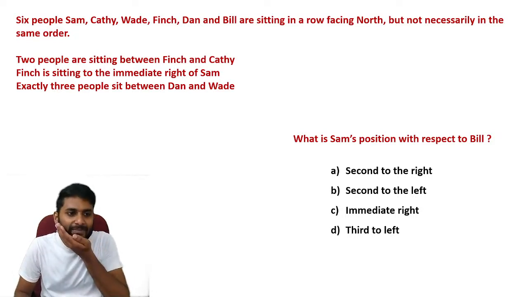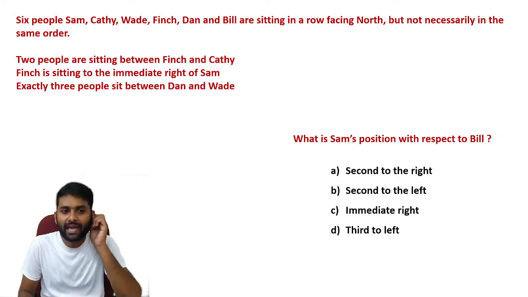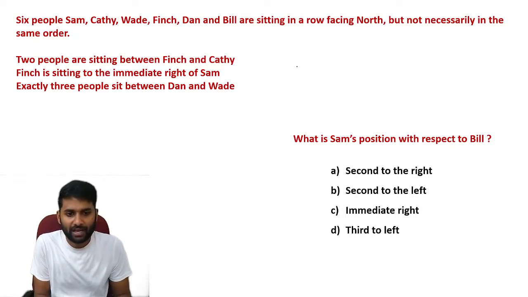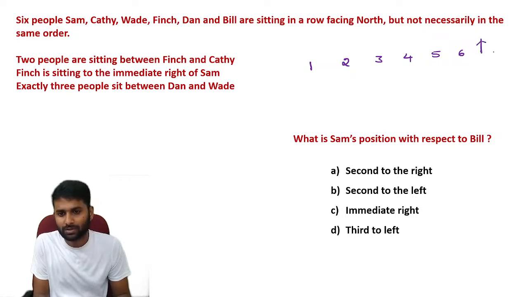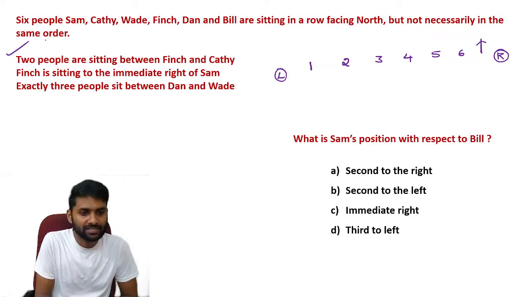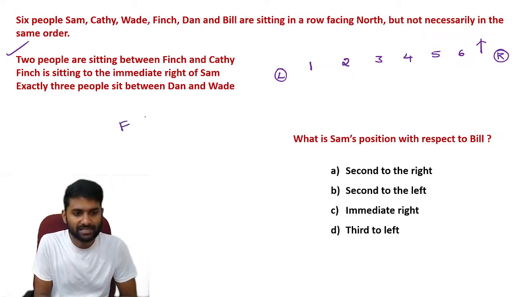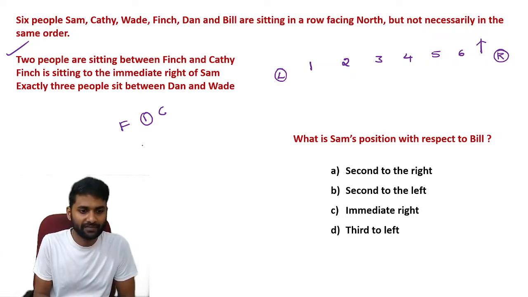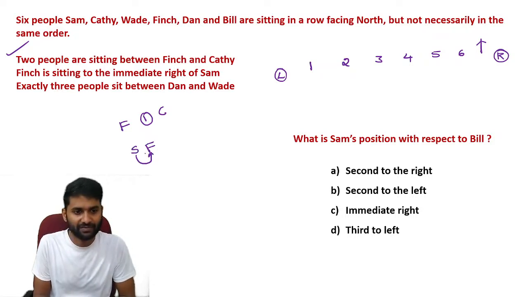Now see here, there are 6 people, Sam, Kathy, Wade, Finch, Dan, Bill, sitting in a row and all are facing north, but not necessarily in the same order. We have to place them in 6 different places, and they clearly mention that all are facing north, so you can confirm which is the right side and which is the left side. Now go through the information. There are 2 people sitting between Finch and Kathy. Let's take the starting letters: there are 2 people between F and C. F is sitting immediate right of S. Understand that representation: F is immediate right of S.